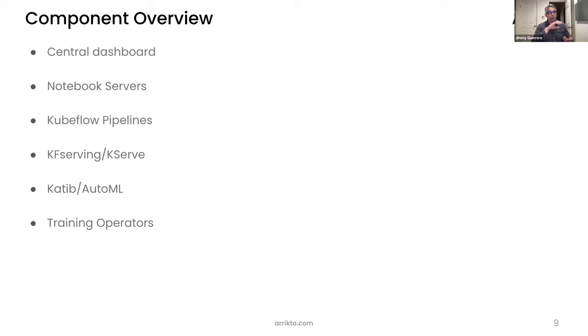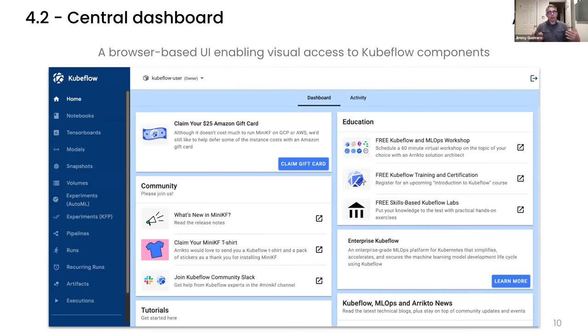So let's take a quick double click in each one of, we'll just highlight a few components. We won't go through them all. We'll look at the central dashboard, which is the user interface, notebook servers, pipelines, the serving component, the AutoML piece, and then support for training operators, right? So the central dashboard is going to be the main place where you're going to interact with the different components. On the left-hand side in that sidebar, it's where you see the key components that you'll interact with, whether it be your snapshots, your volumes, your AutoML, your pipelines, your runs, your tensor boards, your notebooks, they're all going to be there, right? So it's a common user interface that folks can use to interact with these different components.